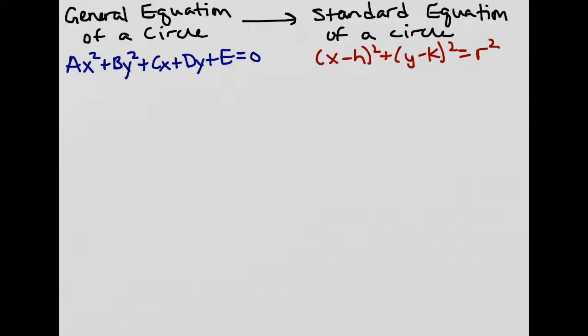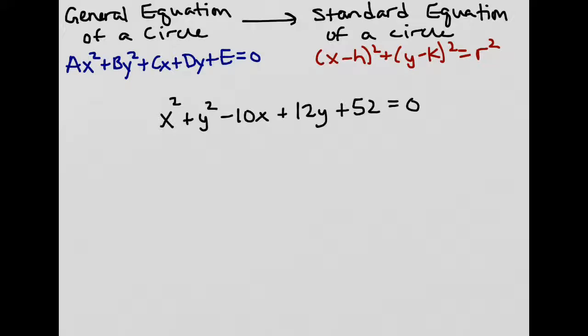Because this form here, the standard form, is a lot easier to graph from. It tells us our center, it gives us our radius, so it's a very useful form of this equation. So let's go ahead and try an example. Let's convert the general equation x squared plus y squared minus 10x plus 12y plus 52 equals 0.